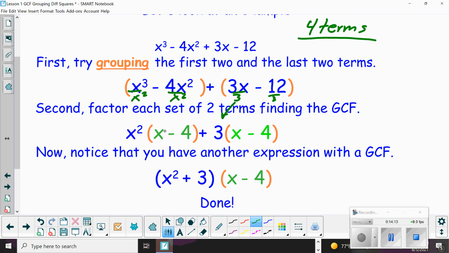Now here's where you should notice that I have x squared times x minus 4 plus 3 times x minus 4. The x minus 4 is the greatest common factor of these 2 terms. So I can take it out. When I divide this whole side by x minus 4, I get x squared. When I divide this whole side by x minus 4, I'm left with 3. So that's where your 3 came from, and that's where your x squared came from. And you're done. It's just doing greatest common factoring twice after you group them.